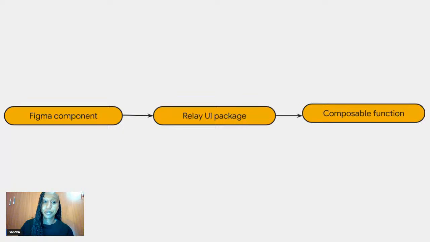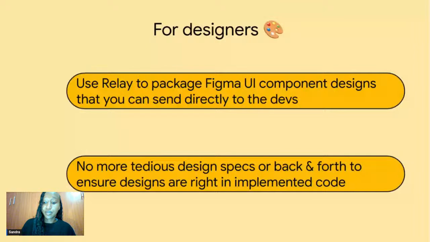And so Relay has a lot of advantages to designers, developers, and even product teams. For designers, they can use Relay to package Figma UI component designs that you can send directly to the developers. And there are no more tedious design specs or back and forth to ensure designs are right in implemented code, because it's a collaborative tool, so you can know what's going on on either side, either the developer side or the designer side.